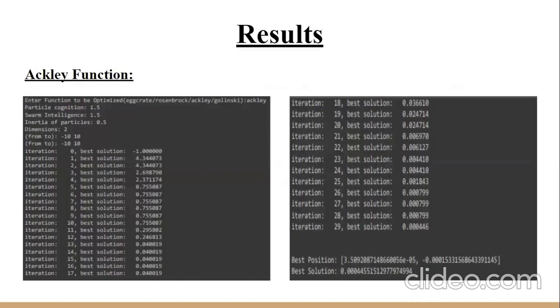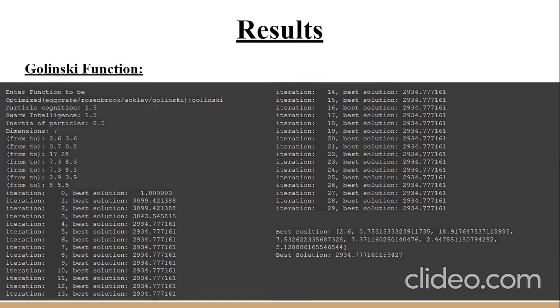Yes, so we ran our objective functions for 30 iterations each. We are talking about the Ackley function first, and the minimum of the Ackley function is attained at 0. After 30 iterations, the best result that we are getting is really close to 0. So these are some good results that we obtained. And if I talk about the Golinsky function, we ran it for 30 iterations, and the best solution that we got for the weight of the gear was around 2934.